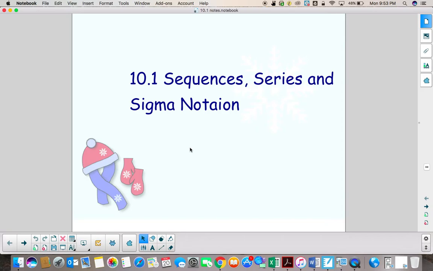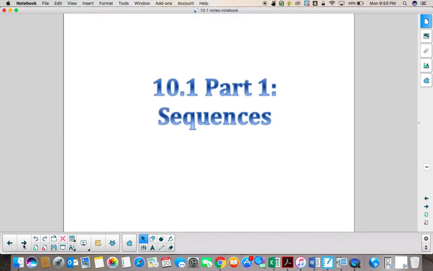So we're going to do 10.1 sequences, series, and sigma notation. I'm going to use the calculator again, so we're going to have a couple things we're going to have to look at using the calculator. If you have the NSpire, you might want to check that out.